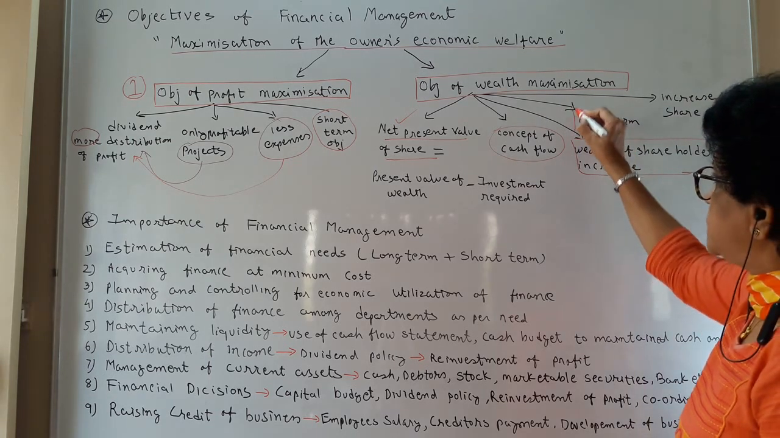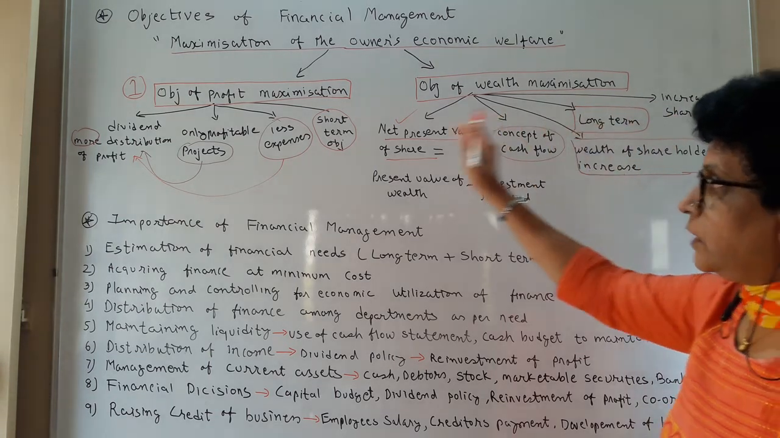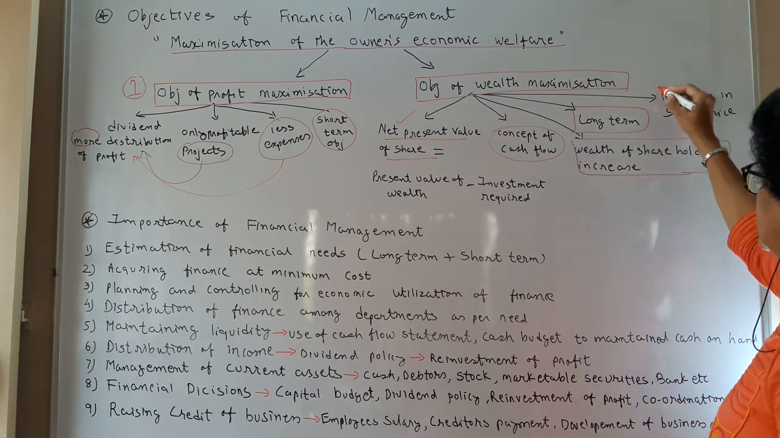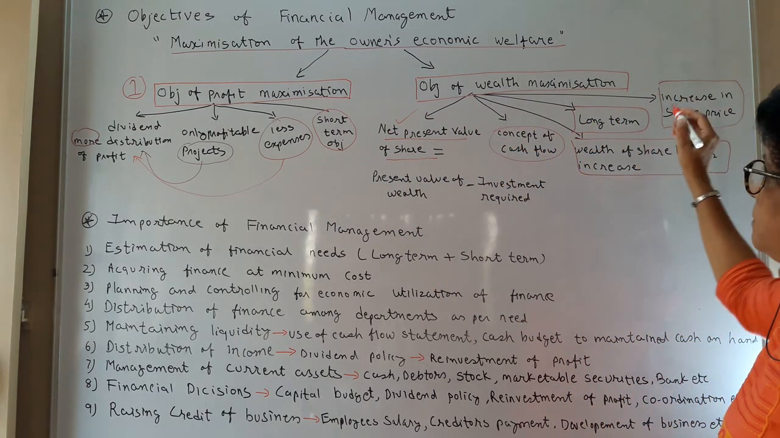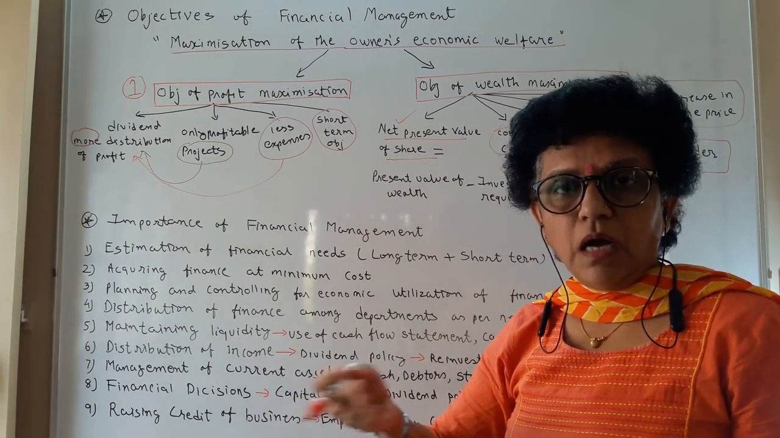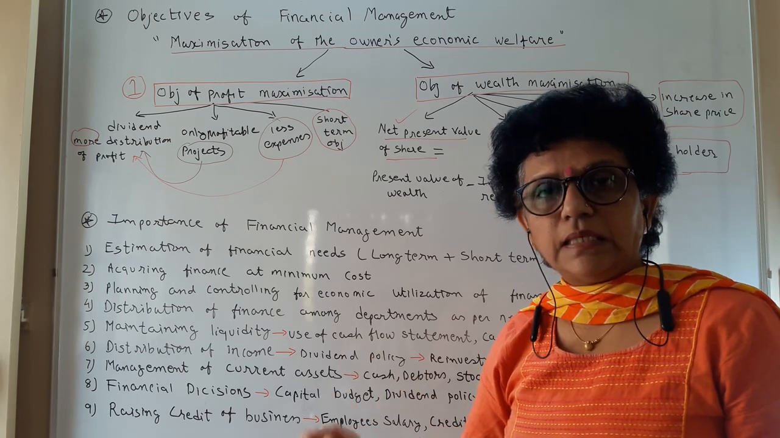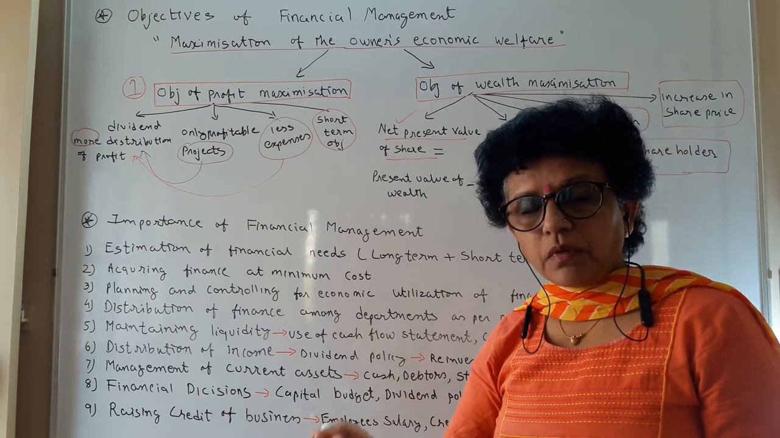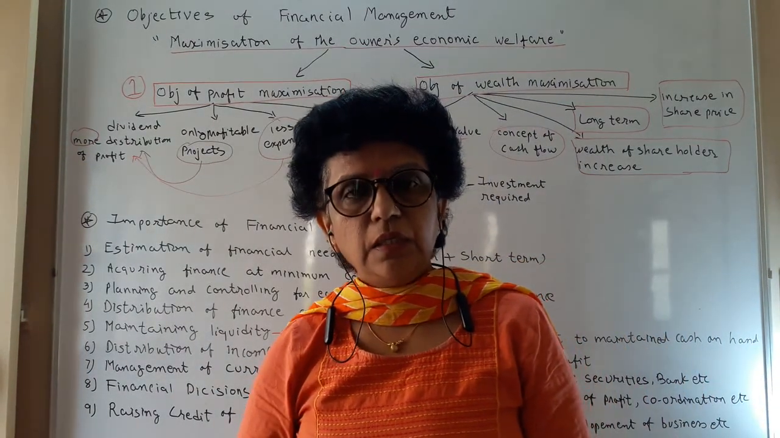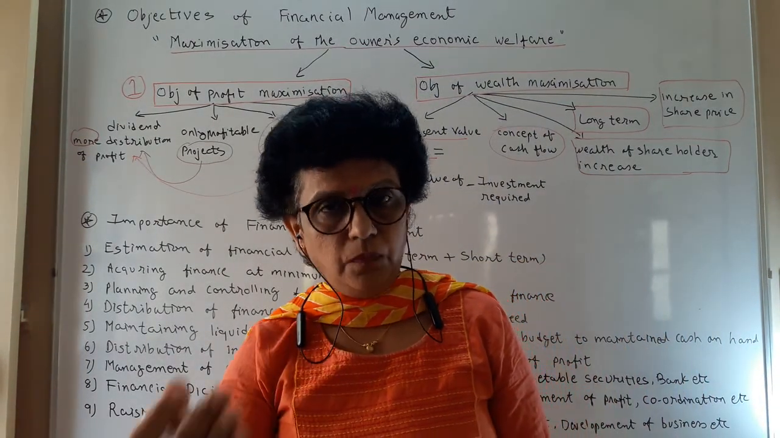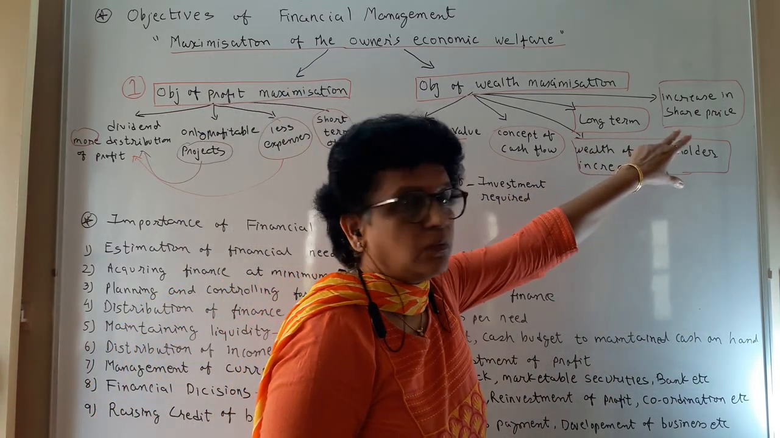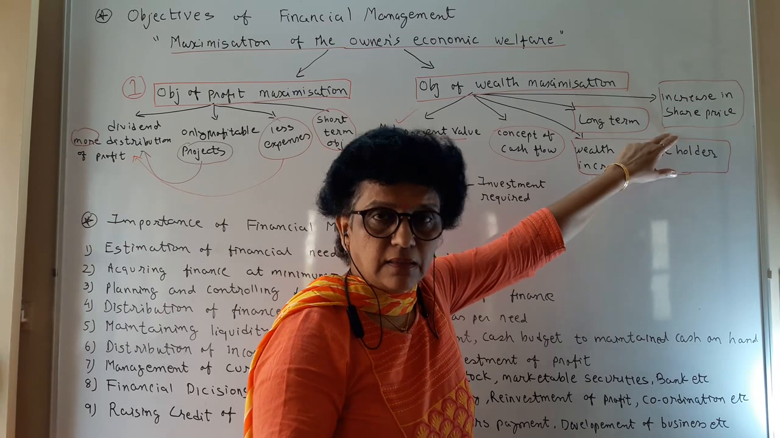This particular objective is long term. Profit is short term, while wealth is long term. Here, the increase in share price is the barometer to judge wealth maximization. How does the investor's wealth increase? You may have given bonus shares. You may have given shares in the form of a buyback, giving the opportunity to return their money back to them.